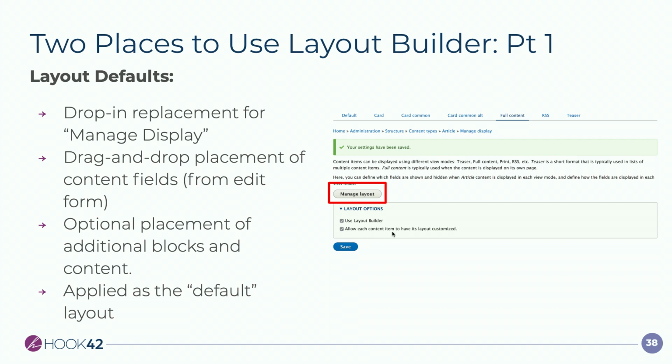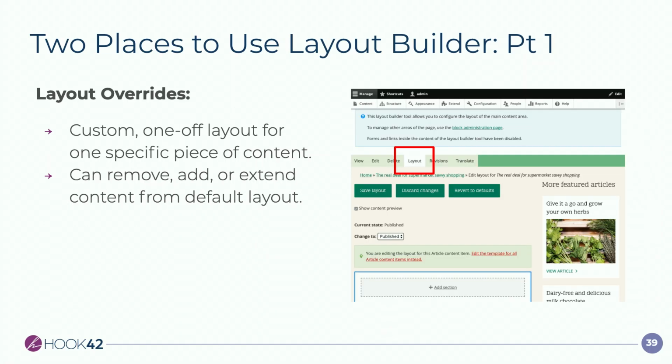allow each content item to have its layout customized. If you check that, there's optionally a second place where you can do any work with Layout Builder, and that is on each specific node. They're going to have a layout tab that's added to the view, edit, and delete controls. When you click that, you're brought to the Layout Builder interface, and you're able to create a custom one-off layout. And it's going to fork from the default layout.